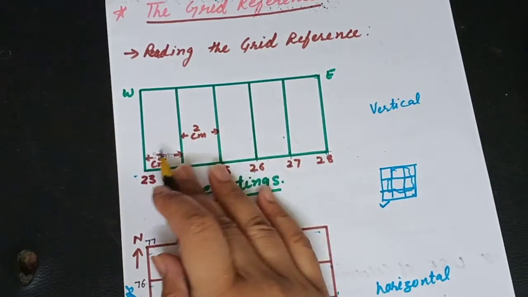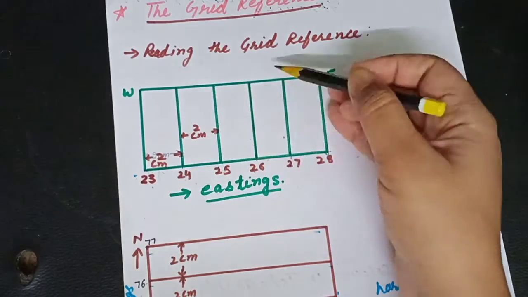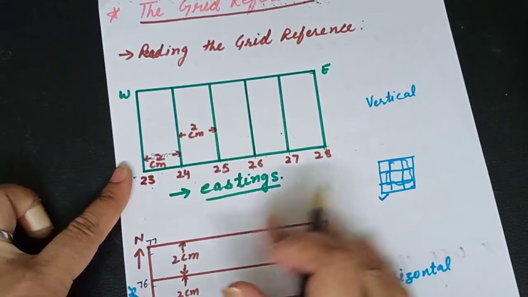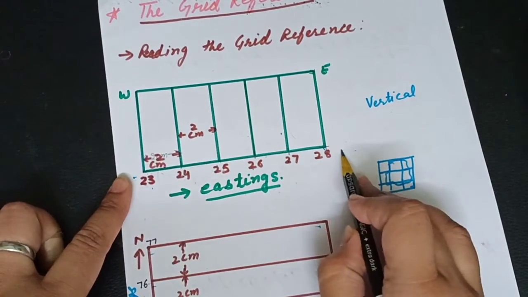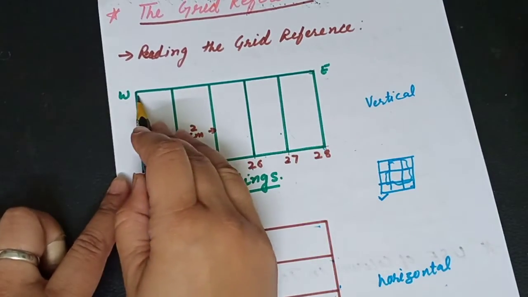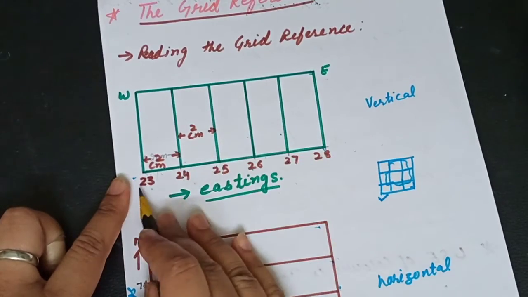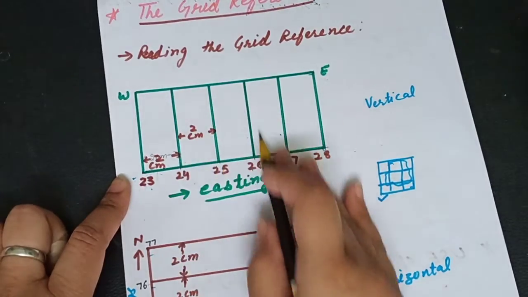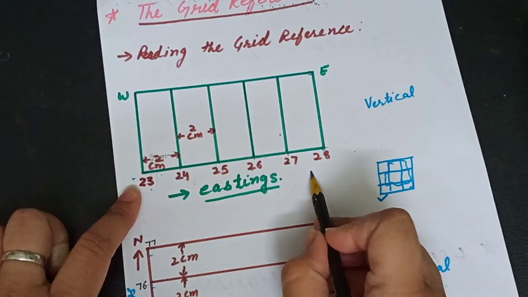What are these vertical lines? The vertical lines which we have drawn here. This is the western side and this is the eastern side. We have started from here and we are moving towards the eastern side. The numbers are increasing over there. So these are called eastings.